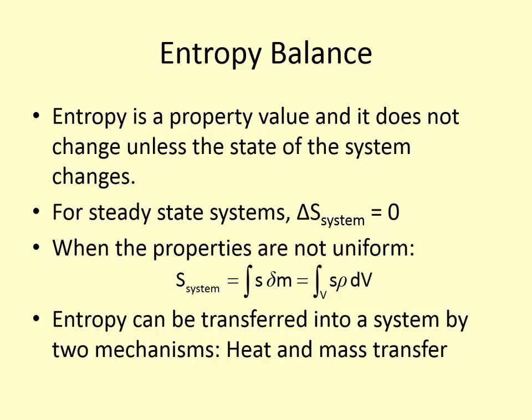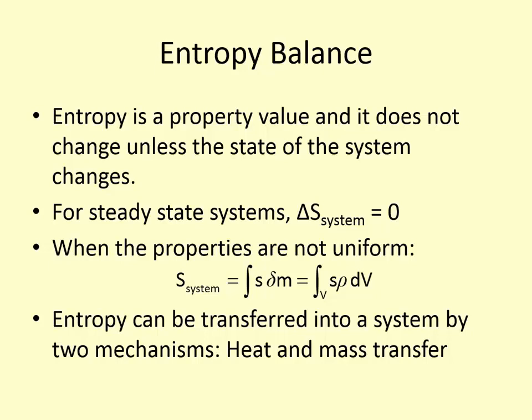So for a steady state system, this change in entropy of the system is equal to 0. And if the properties are not uniform, we have to know exactly how the entropy changes for each section of mass as we're looking at it in the control volume. But we don't do that in this class. That's just mostly in there for your information. On the whole, we assume uniform property values, so we don't have to calculate some integration across the cross-section or across the thickness of a material.